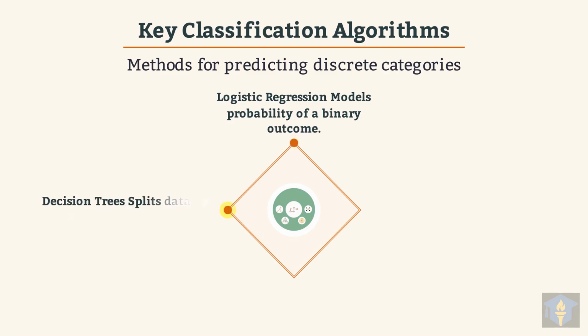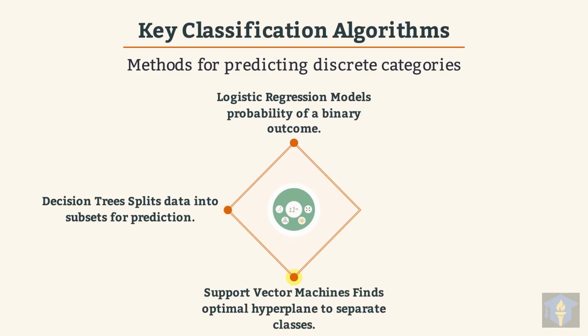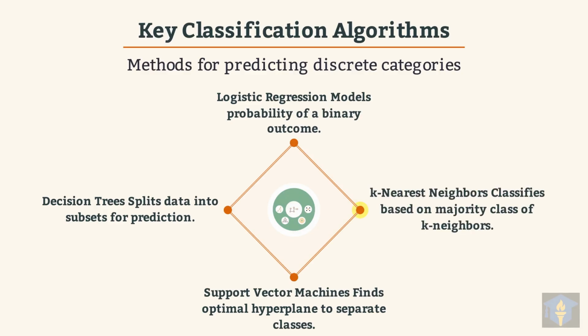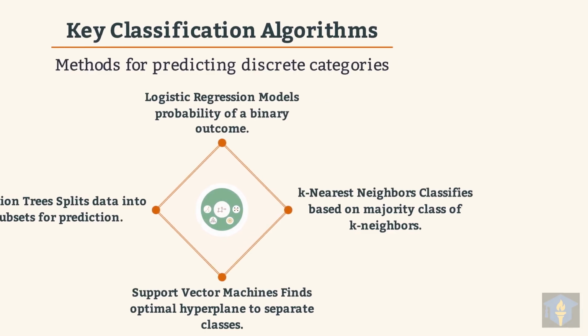Decision trees work by splitting data into subsets based on features, making predictions through a tree-like structure. Support vector machines, or SVM, aim to find the optimal hyperplane that best separates different classes in the data. Finally, k-nearest neighbors, or KNN, classifies new data points based on the majority class of their k-closest neighbors.